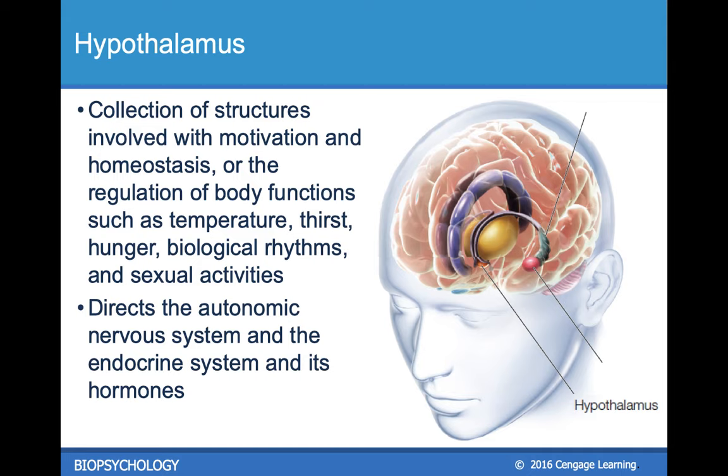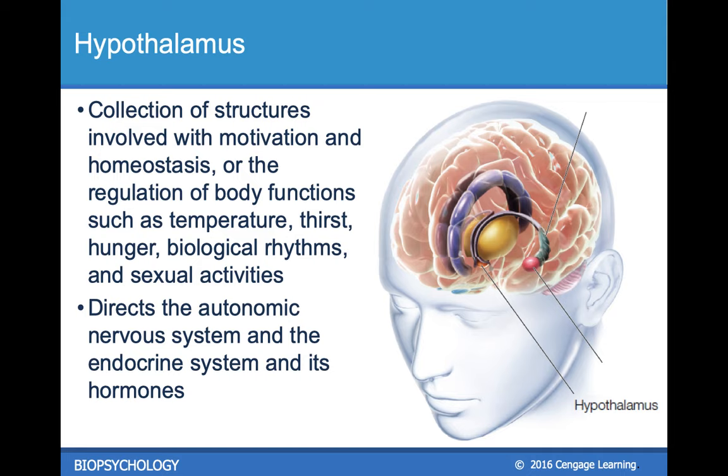So again, temperature, thirst, hunger, biological rhythms, and sexual activity are all motivated and driven by our hypothalamus. It helps direct our autonomic nervous system and the endocrine system and our hormones, all within that little subcomponent of our brain. So this hypothalamus is critically important.